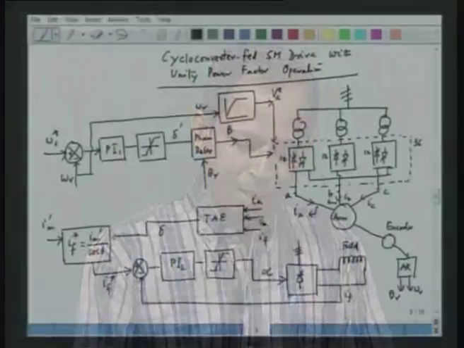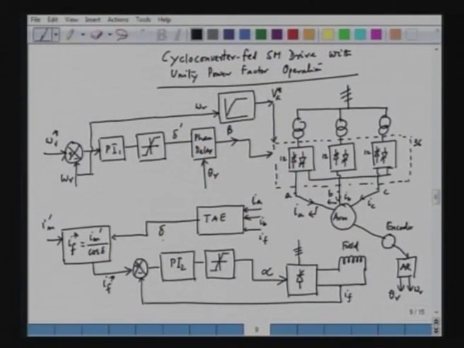So, in the next lecture we will try to understand how we can calculate the torque by using a torque angle estimator, and what is an angle resolver, and how can we find out the speed and the rotor angle theta r by means of an angle resolver.